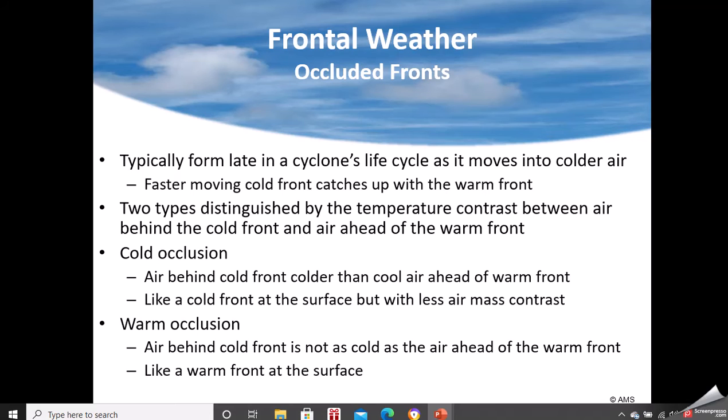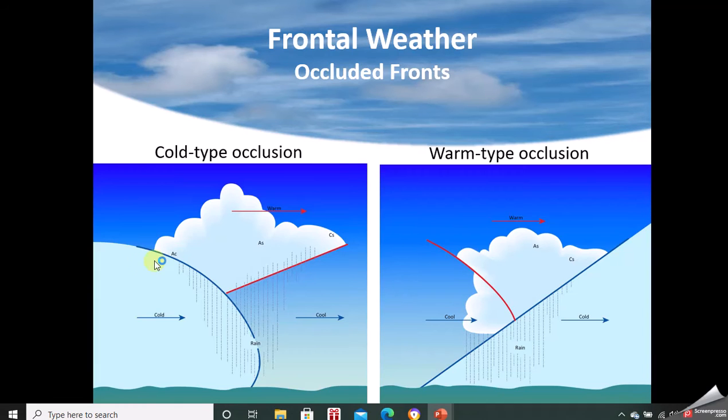Occluded fronts are kind of forming at the last end of a cyclone's development. What happens is the cold front overtakes the warm front. It pushes it up so fast, the cold front has moved that warm air, and it winds up the warm air is all aloft over top of it, the real warm air. So it actually pushed that air aloft.